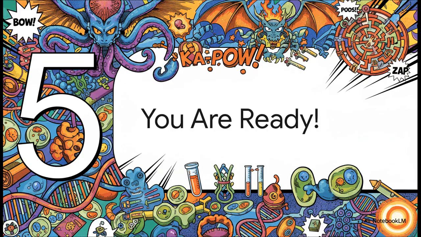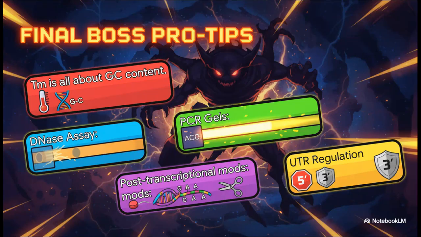And that's it. You've made it through the guide. We've covered the basics, the more complex stuff, and even looked at how to tackle the big boss questions. Seriously, you are ready. So let's do a super quick rapid-fire recap of the biggest takeaways. Ready? Melting temp, or TM, it's all about GC content. More GCs, higher TM. DNA assay. If the band disappears, the chromatin was open.